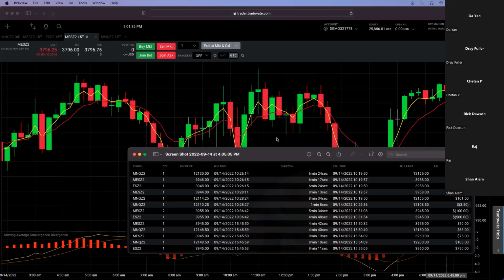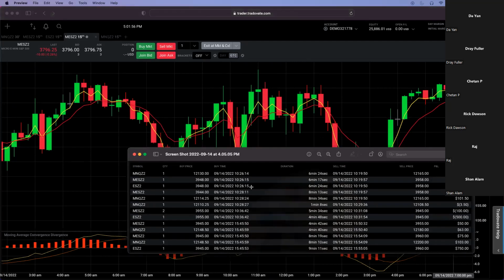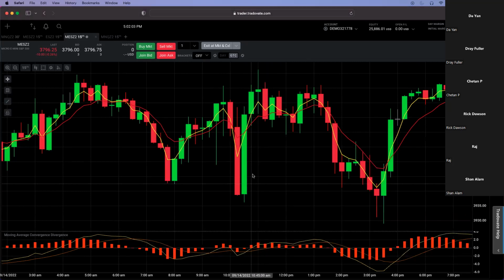Our entry was 39.48. So we waited. This market started here, going up and down with not very strong candles, so there was no clear direction. We did not take a trade until this candle happened. So what did we do here? We entered at 10:26, at 39.48.